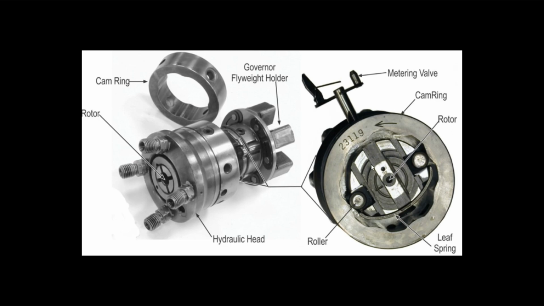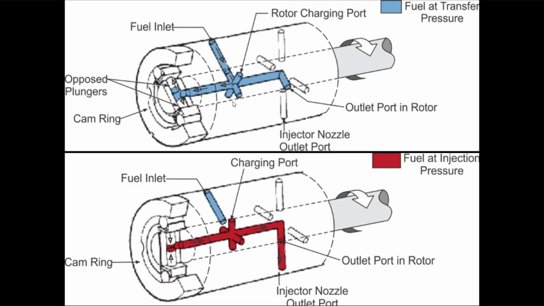The main pumping element of the opposed plunger injection pump revolves within a stationary cam ring. The number of lobes is usually the same as the number of cylinders in the engine. This cam ring, for example, has 8 lobes, suggesting it's part of an 8-cylinder engine. These rollers are retained by a roller shoe, and a small leaf spring secures the shoes onto the rotor.